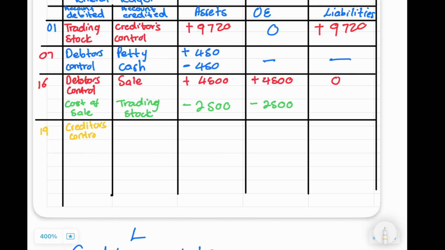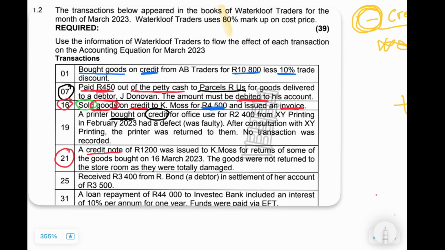So we move on to the 21st of March, and it says a credit note of 1,200 was issued to KMOS for returns of some of the goods bought on the 16th of March 2023. The goods were not returned to the storeroom as they were totally damaged. So again, understand what is happening. Whenever we issue a credit note, know that the goods have been returned. So now KMOS returned some of the goods that he or she bought on the 16th.